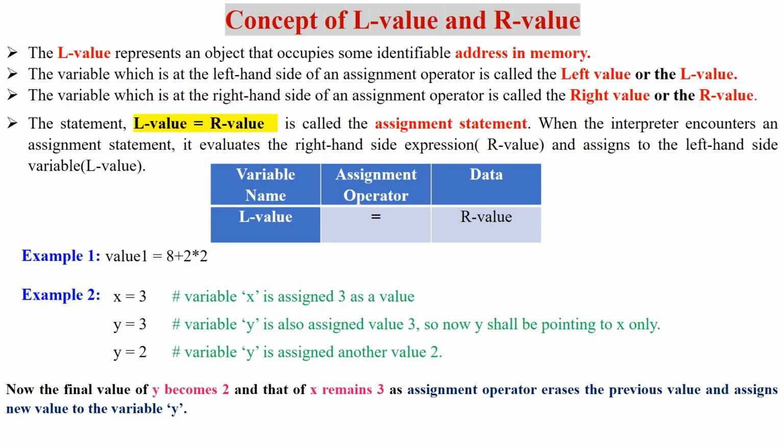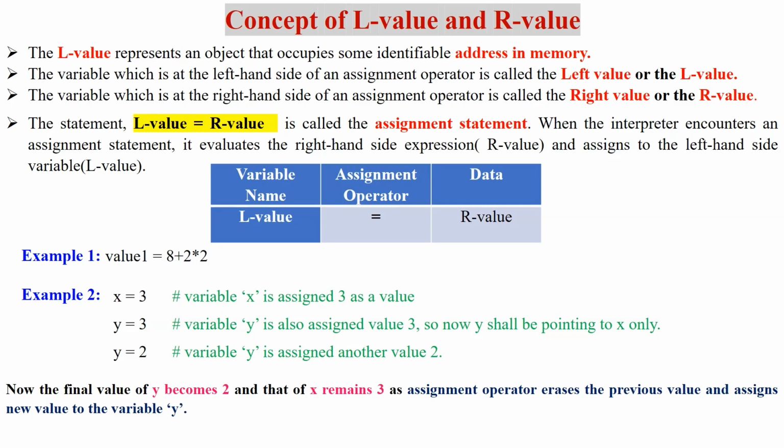Its value will be 12 until it is changed by another assignment statement. In example 2, with two variables x and y, we type the following assignment statements. x equals 3. Here, variable x is assigned 3 as a value. Next is y equals 3. Here, variable y is also assigned value 3, so now y shall be pointing to x only.